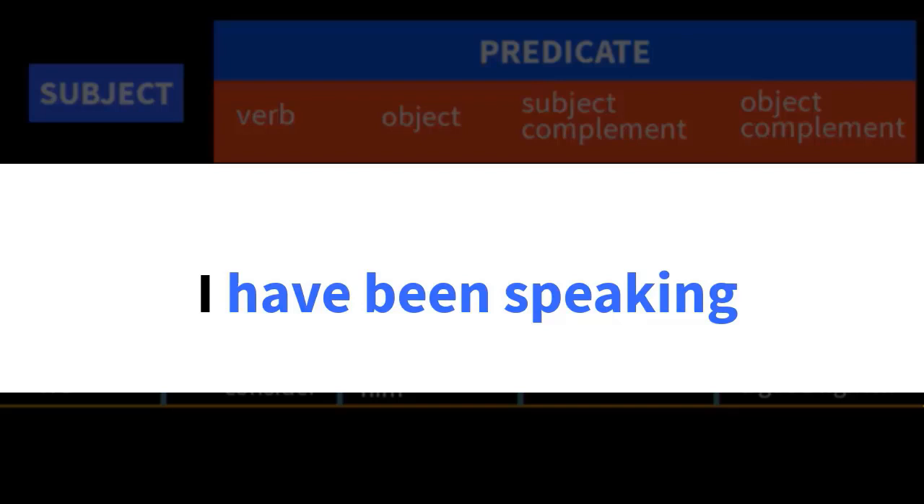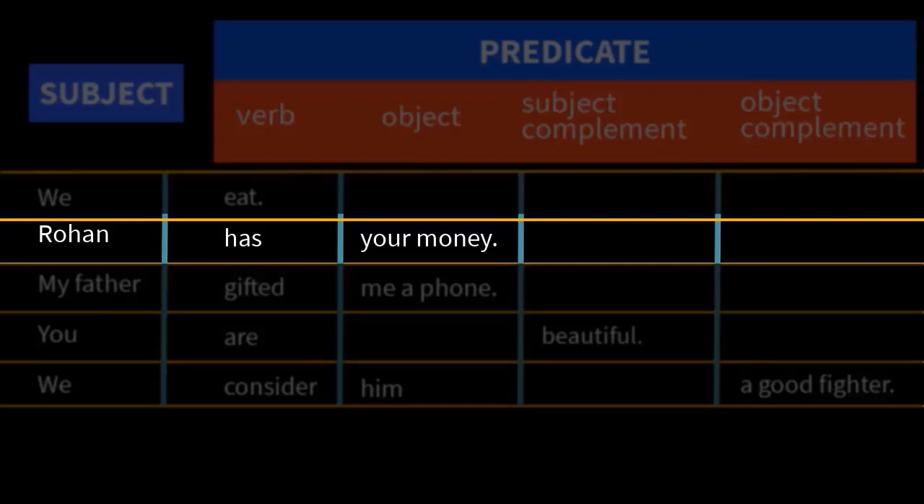Next example, Rohan has your money. So here, Rohan is the subject, has is the main verb, a stative verb, and your money is the object of the verb has. Now try reading the sentence without the object. Rohan has. Does it make any sense? Does it give you any meaning? No, it doesn't.